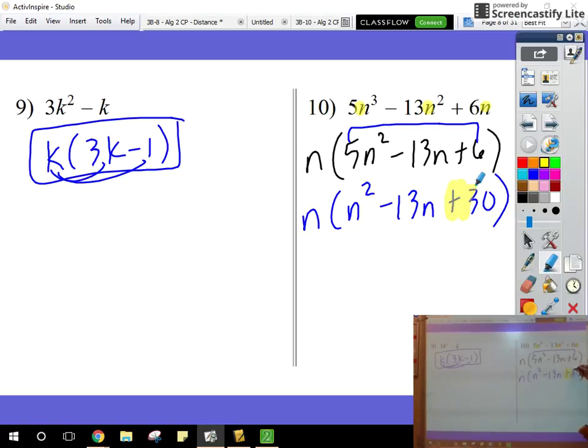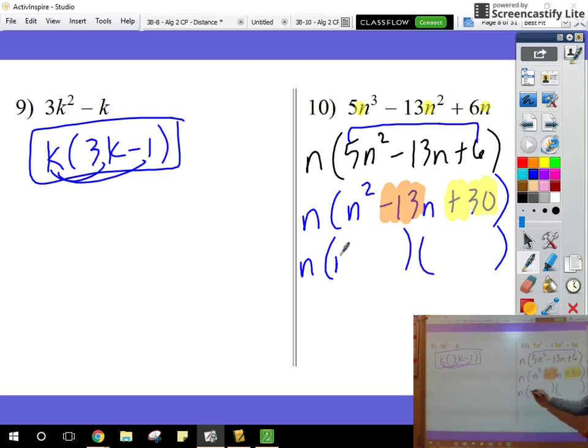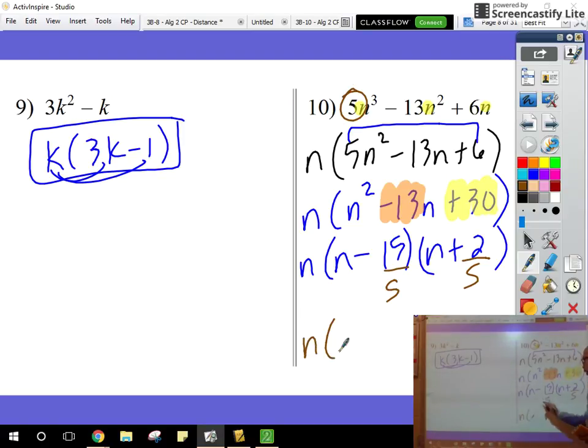What two numbers, when you multiply them, you get 30, but when you add them, you get negative 13? That gives you 15 and 2. Since that's negative, this is negative, this is positive here. We divide it by 5 because we used a 5 here to multiply the 6. So we can divide this one, n minus 3, and make it 5n plus 2.